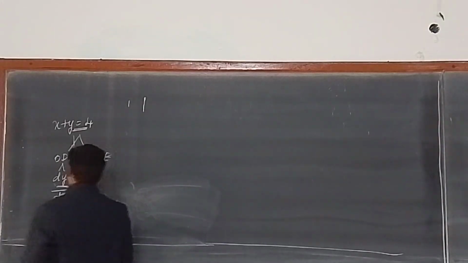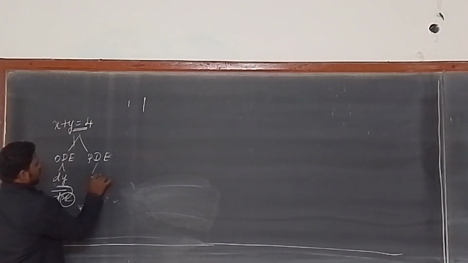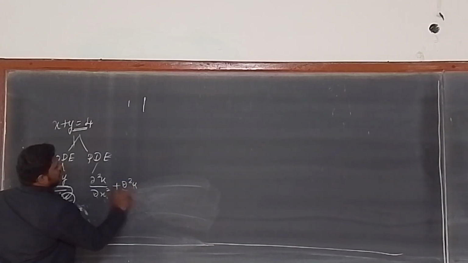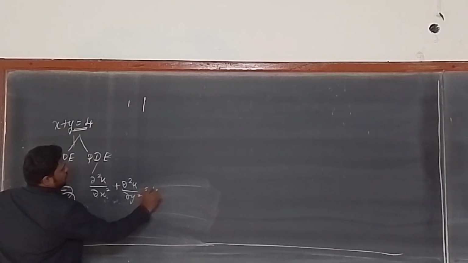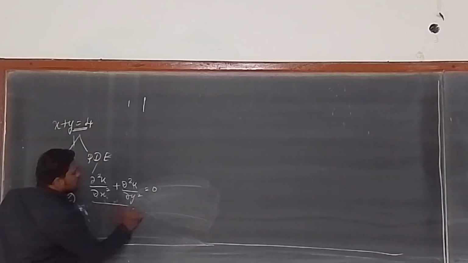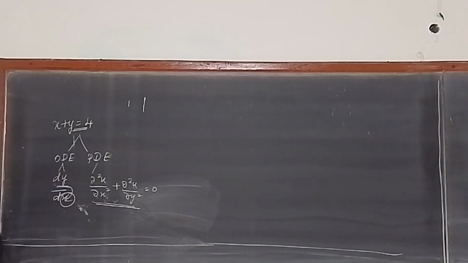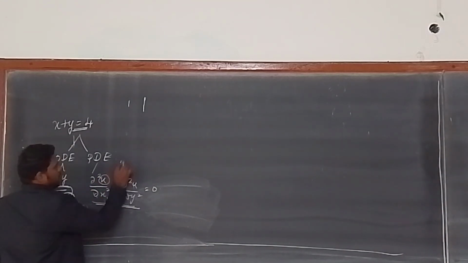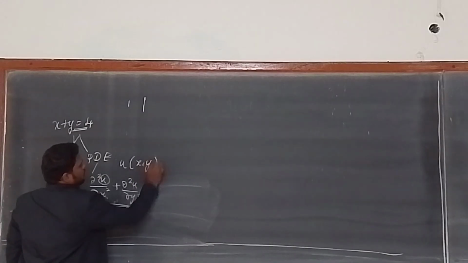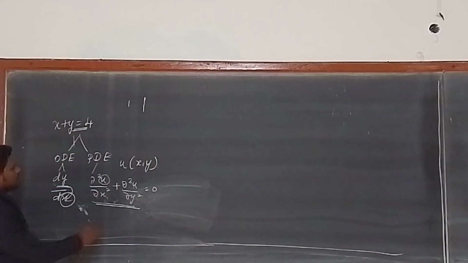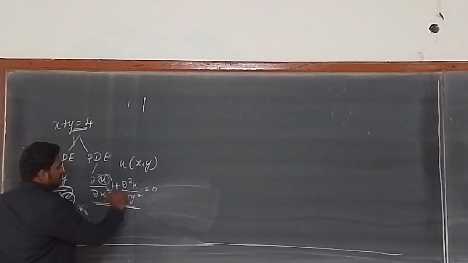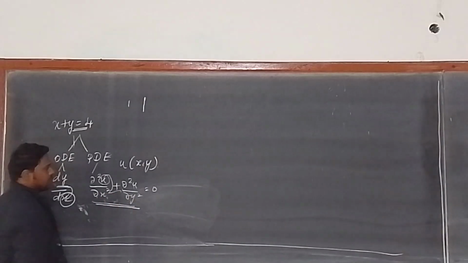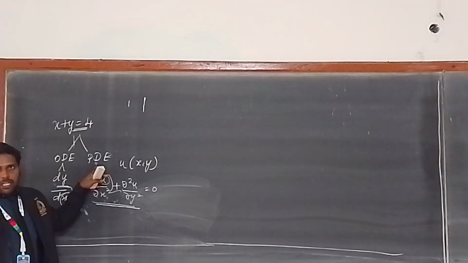Partial differential equations are equations that depend on more than one independent variable. For example, ∂²u/∂x² plus ∂²u/∂y² is equal to 0. This is also known as the Laplace equation. Here u is a function of x and y, so u depends on x and y, and that is called a partial differential equation.